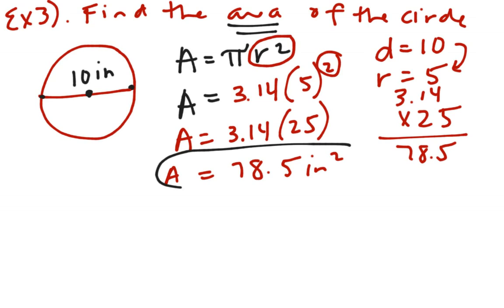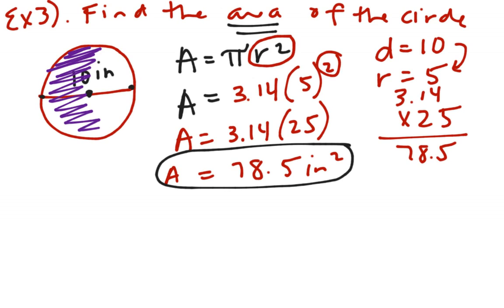So I did label it right this time. 78.5 inches squared, which is the area of my circle. So that's the amount of material it would take to cover my circle, my 10-inch circle. I call it a 10-inch circle because the diameter is 10 inches.